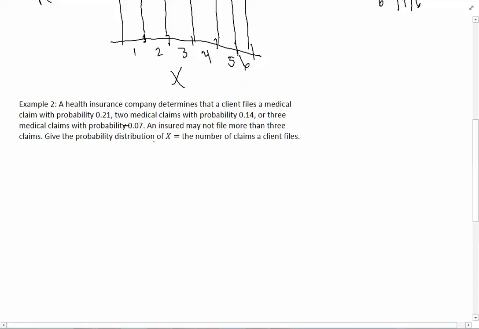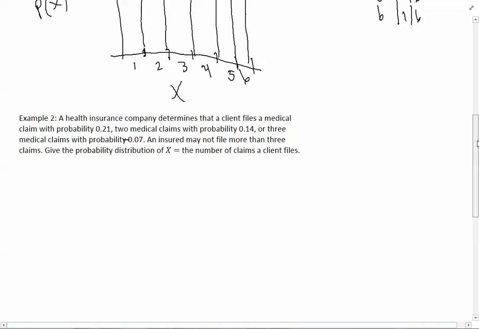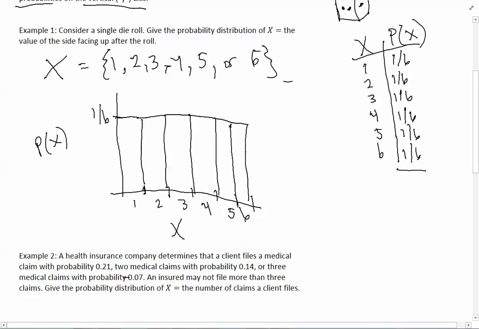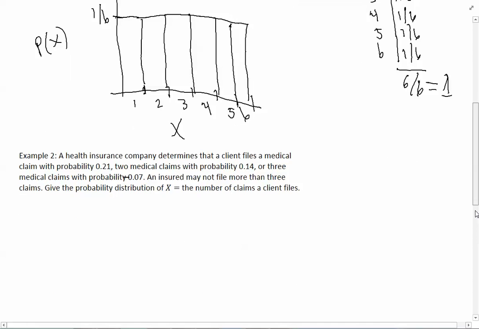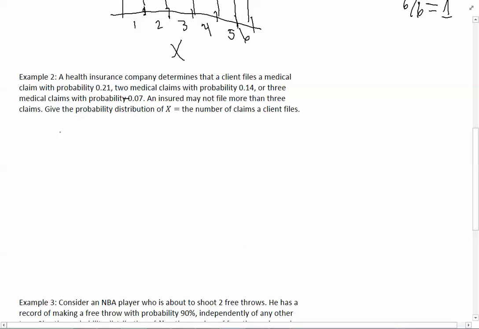Alright, well, let's jump back here for a quick second. One note here is that if you add up all these probabilities, we get 6/6, which is equal to 1. So we've got to make sure that when we define X, that we accumulate all the probabilities. Well, here it shows that X can be 1, 2, or 3. And now if we come over here, and this is just the number of claims a client files, so they can file up to 3.